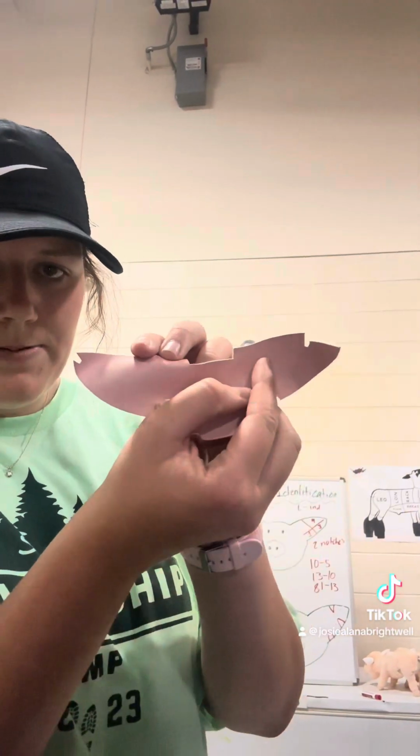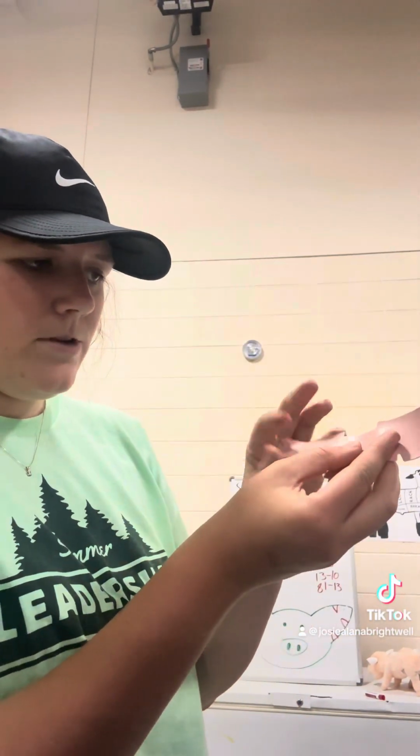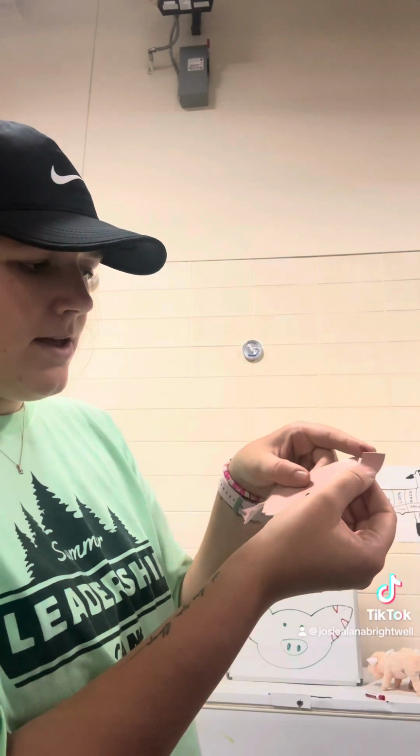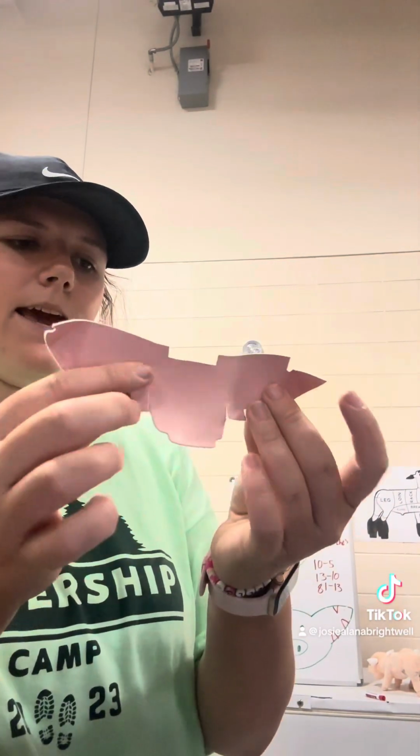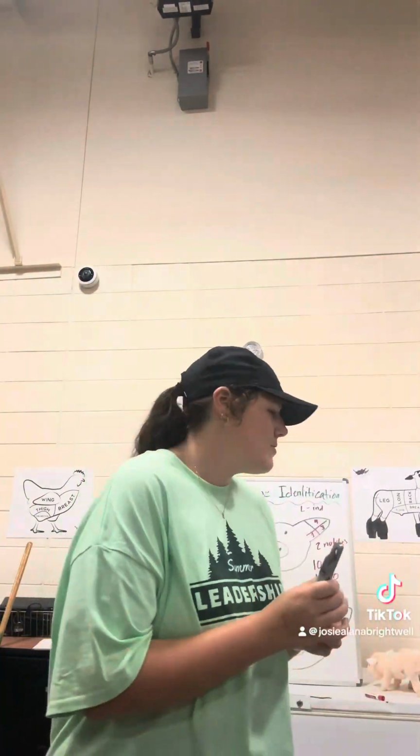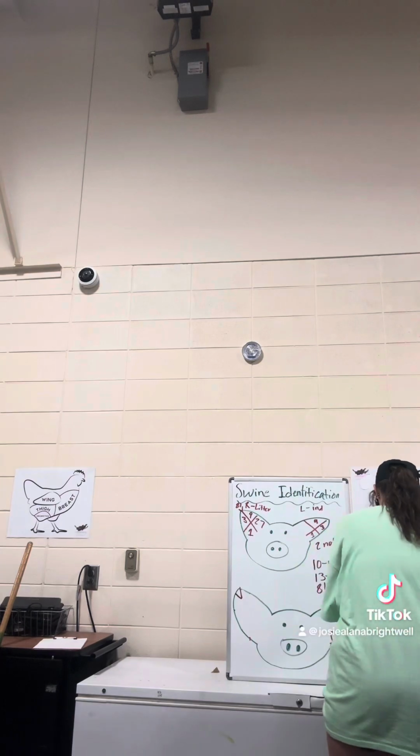Looking at this pig, we have an 81 and a 1, 82. Then we have a 9 and a 1, so 10. So this is pig 82, 10. Okay, moving into actually notching our pigs.